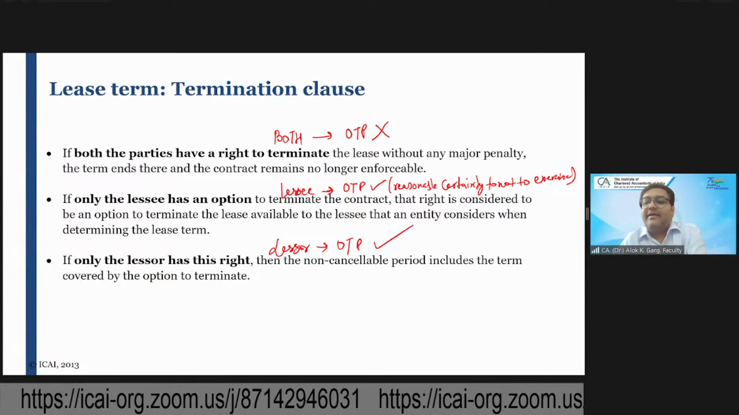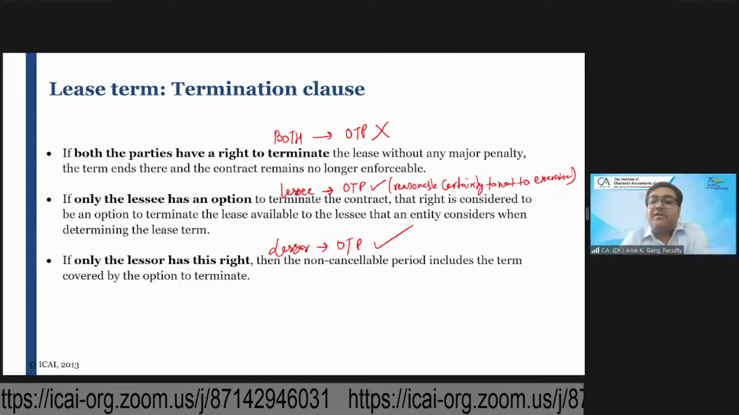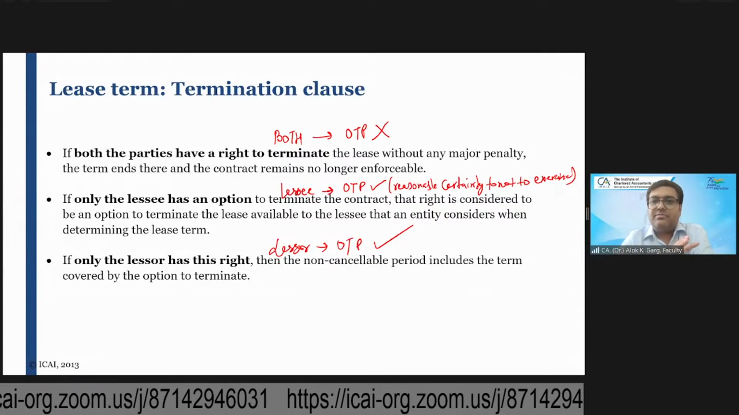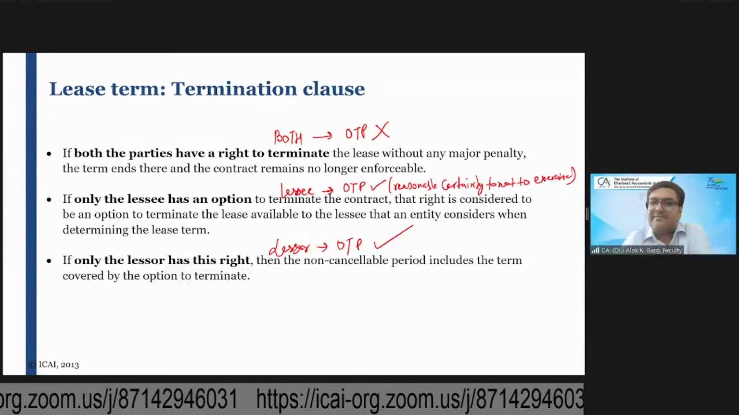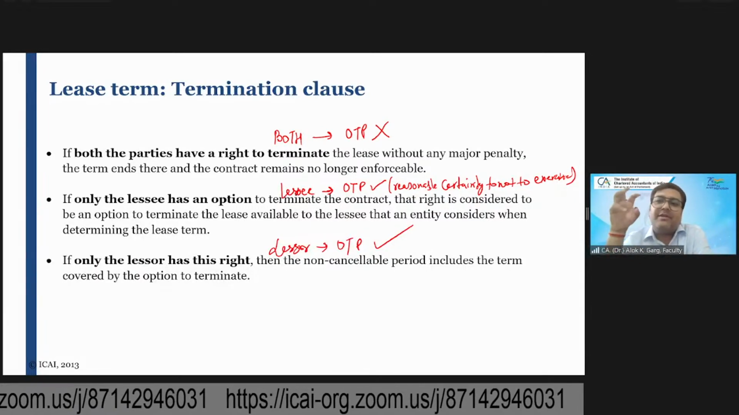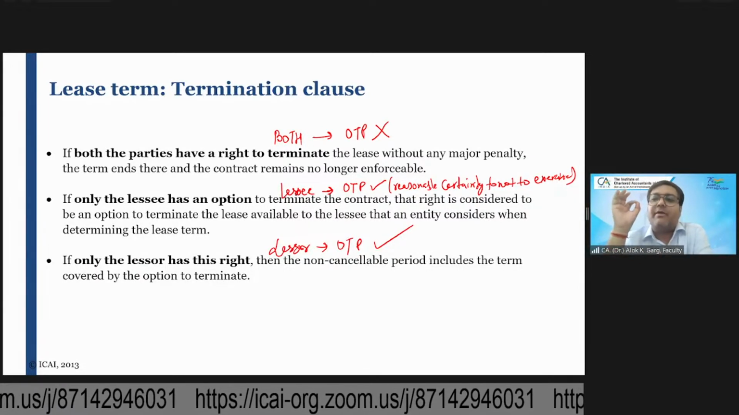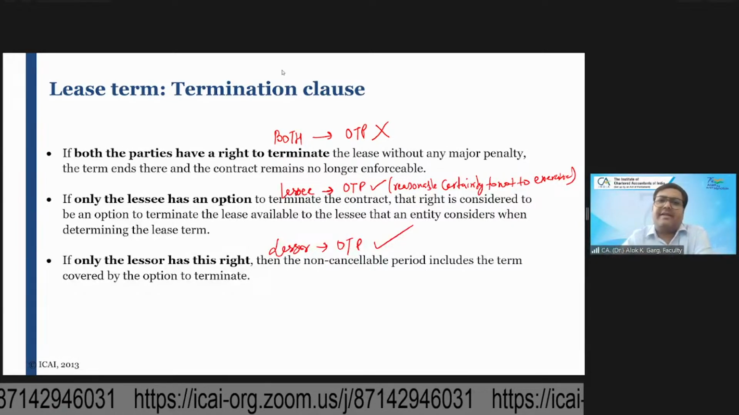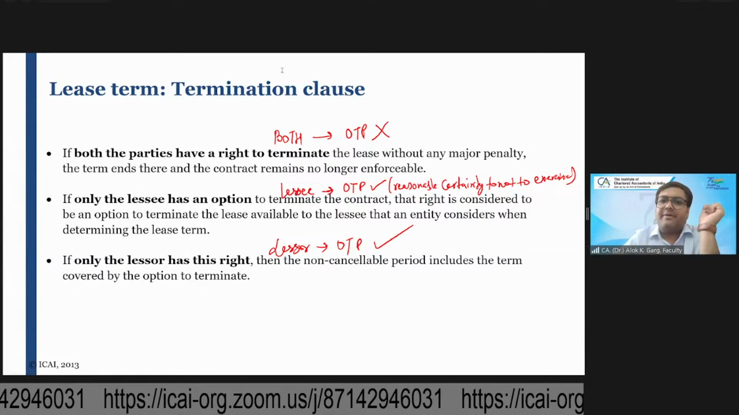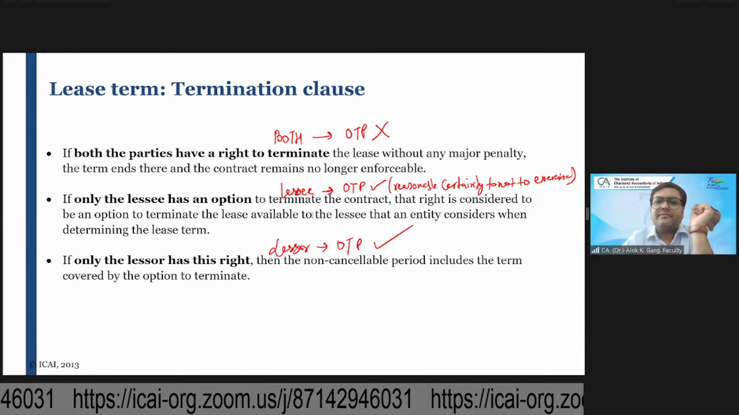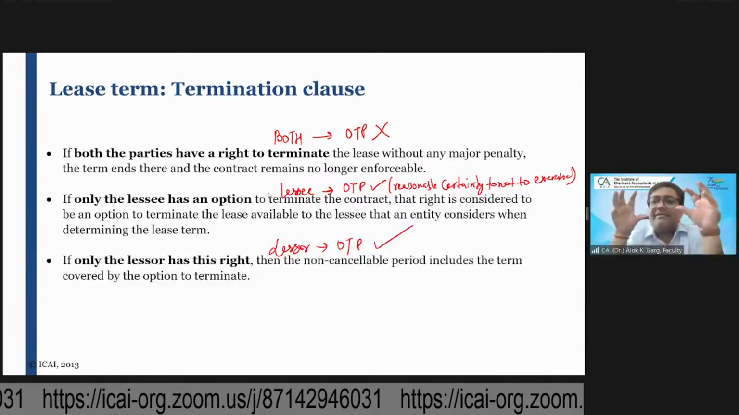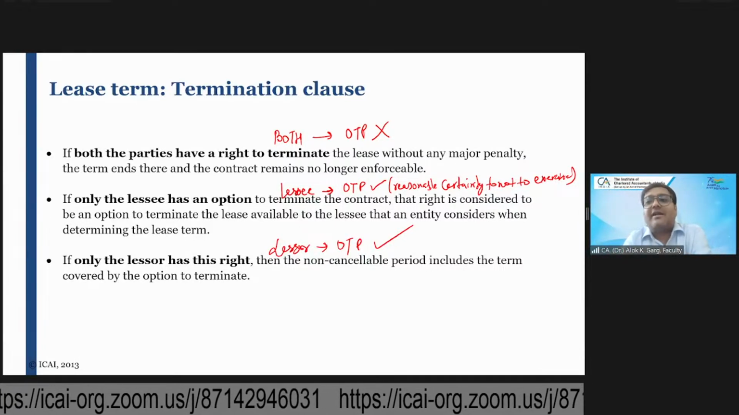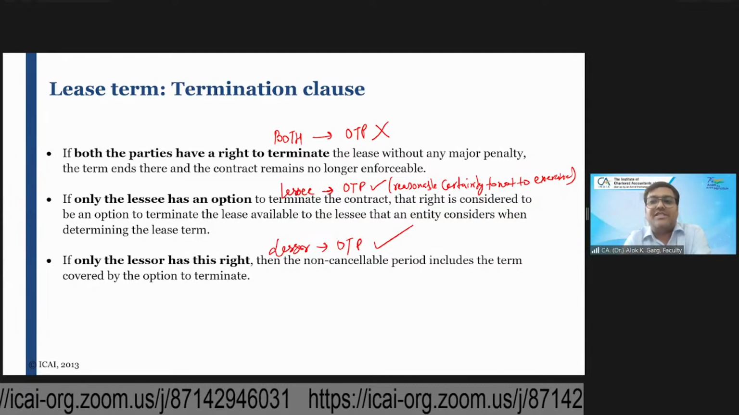For example, in the Haldiram example, we have seen the contract was for 10 years and the non-cancelable period was 6 years, but the last 4 years was a termination period. Now, scenario number one. If both the parties have a right to terminate the lease, okay, both the parties, then you are not required to consider optional termination period while calculating your lease term.